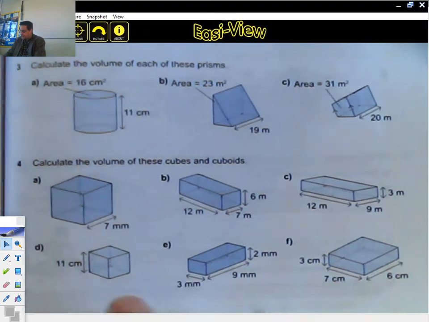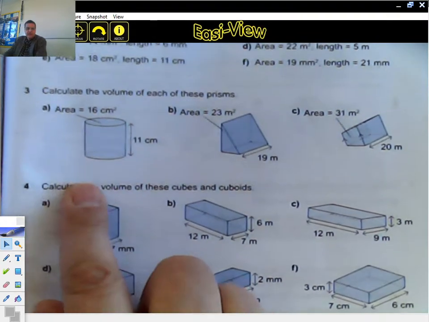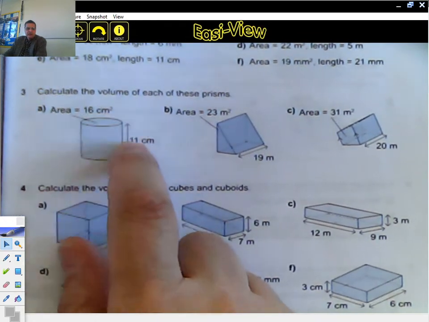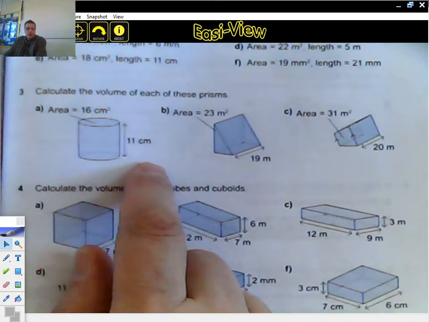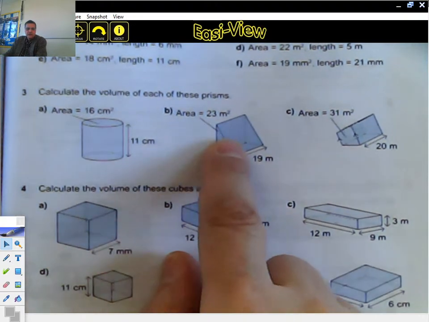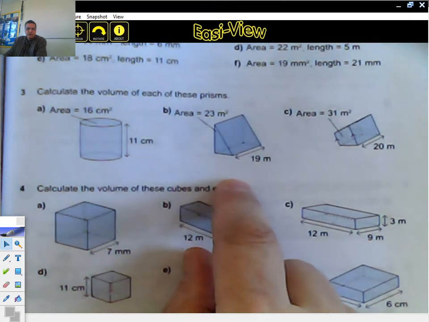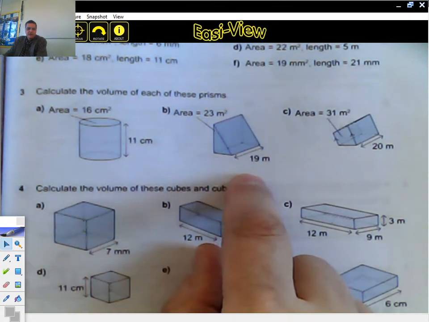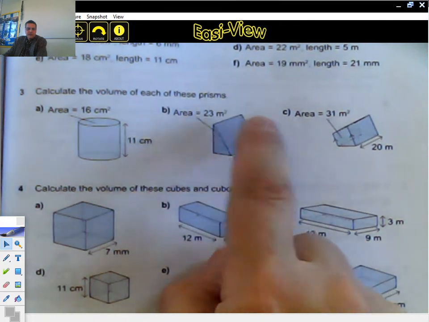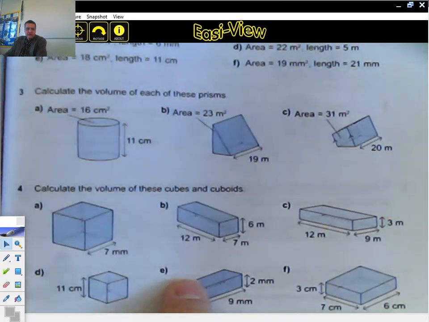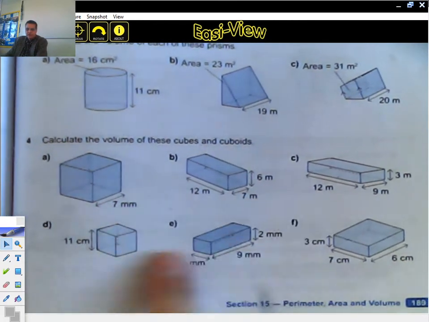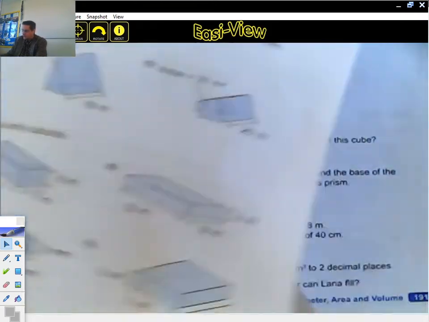This is volumes of shapes. Again, it will be the area of the top part multiplied by 11, and that will be in centimetre cubed. This is a triangular face at the front here, so the volume of this prism will be the area of this triangle given to us multiplied by 19, and that will be in metres cubed. Don't bother with volumes of cuboids, that's year 7 work.